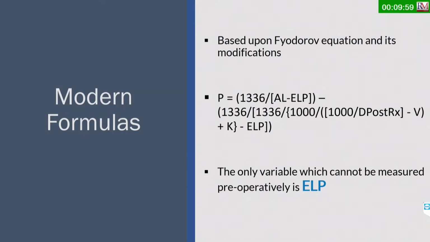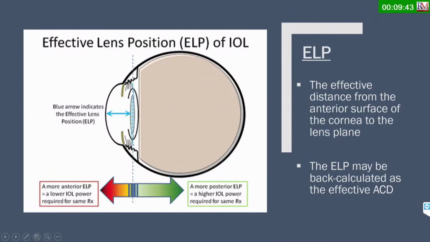Then the modern formulas are based upon the Fyodorov equation, and this is a difficult equation. The only variable which cannot be measured preoperatively is the effective lens position. So what is the effective lens position? Effective lens position is the distance from the anterior surface of the cornea to the lens plane. The effective lens position may be back calculated as the effective anterior chamber depth.